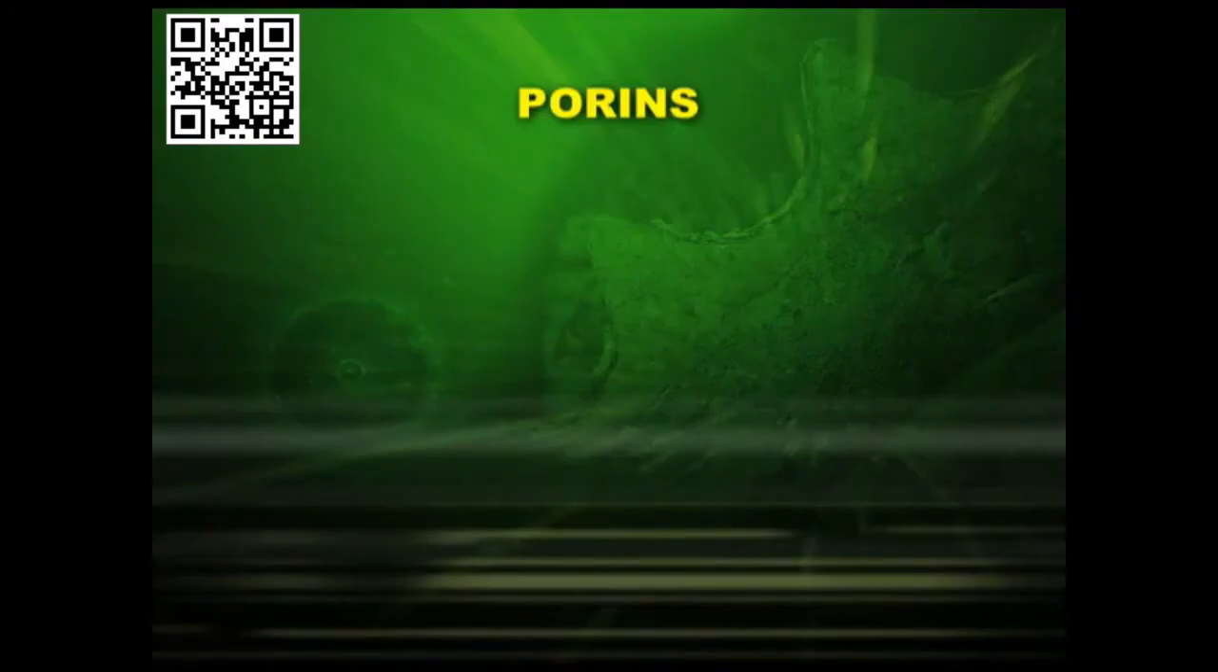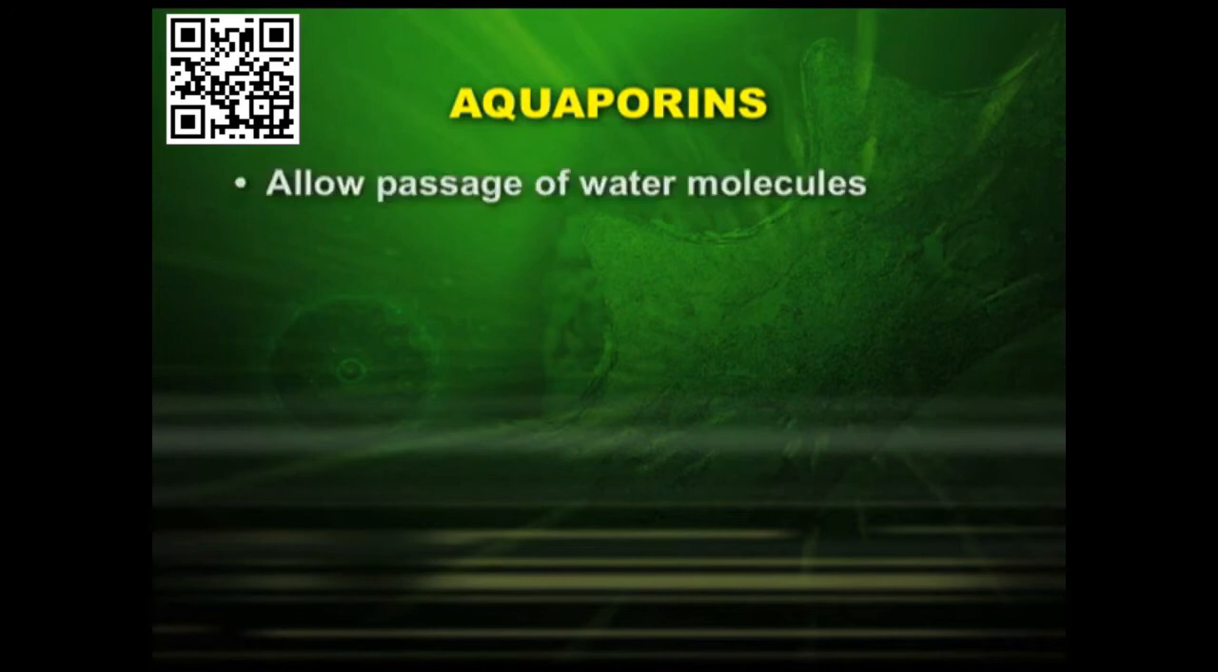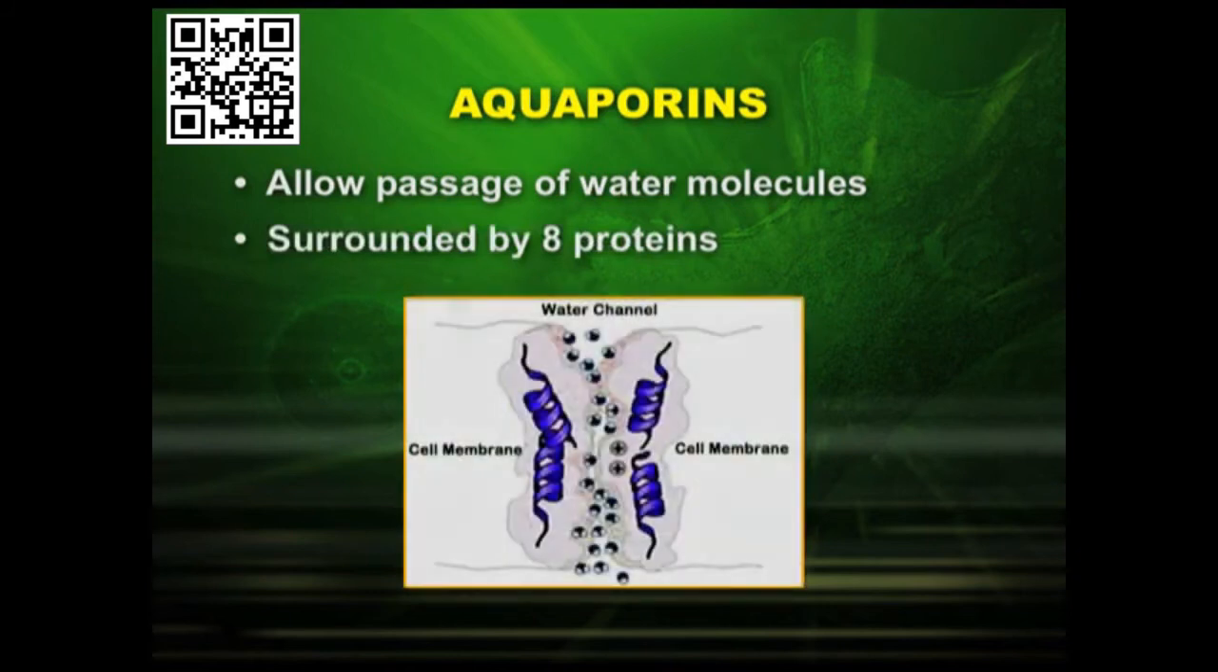Now, porins are large transporter proteins which create huge pores in the outer membrane of plastids, mitochondria and bacteria. Among the types of porins, we have aquaporins. As the name indicates, aquaporins allow passage of water molecules, surrounded by 8 proteins. This picture clearly shows how the water channel is created by aquaporins.